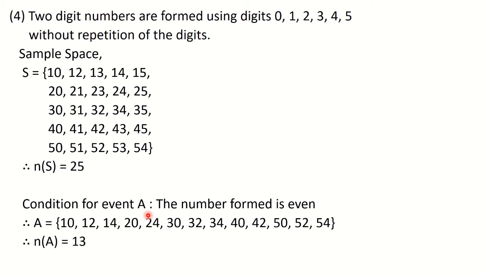Condition for event A, the number formed is even. So write down all the even numbers. Start from the first line. So first number is 10, then 12, 40. Okay, so three numbers from the first line. Here 20 and 24. Then here 30, 32, 34. Then 40, 42. And here 50, 52 and 54.